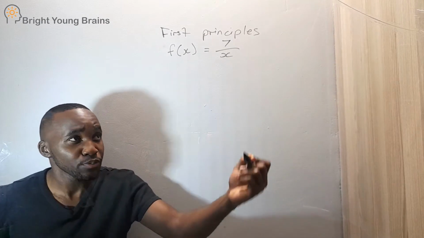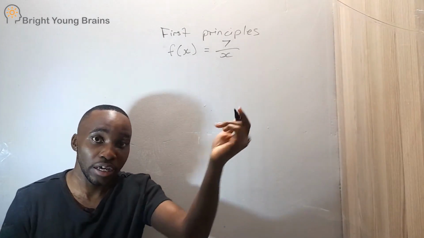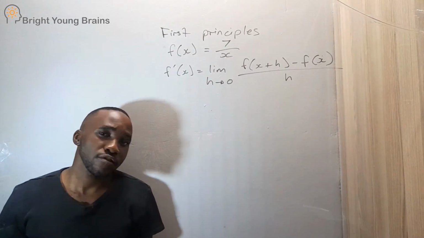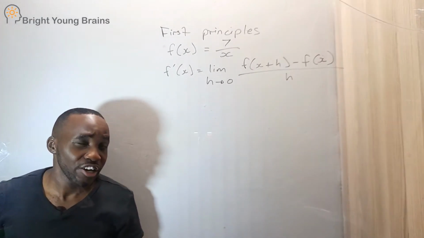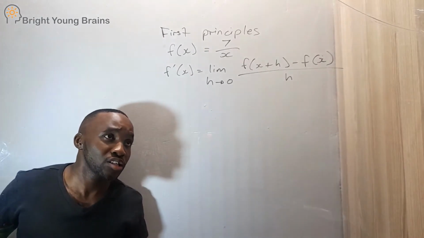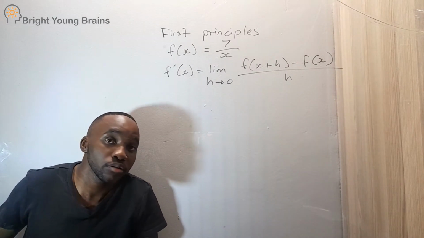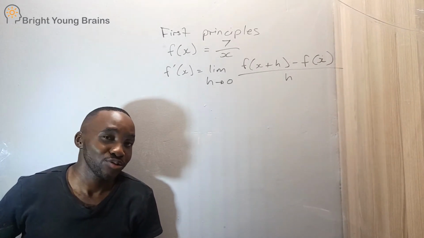Now, first principles, we know that we have a formula, and it's on your formula sheet. That formula looks something like this. Now, first principles is basically like a long version of differentiating. And the key thing though is, if they do ask you to differentiate using first principles, you cannot use the power rule to differentiate. You have to use this one.